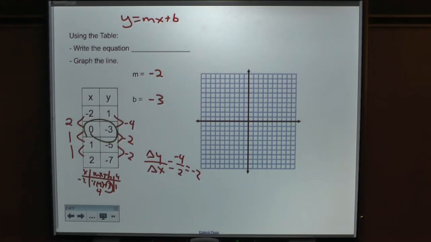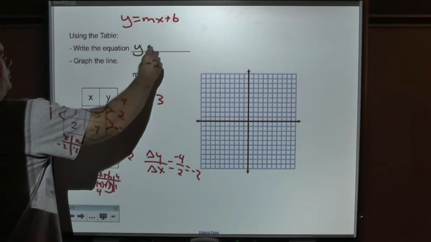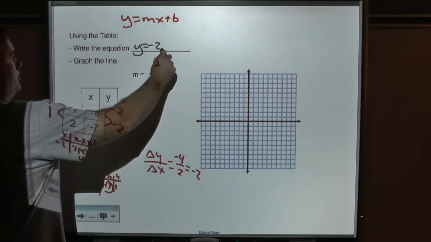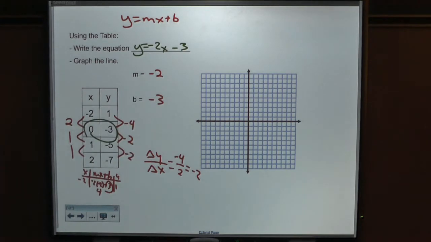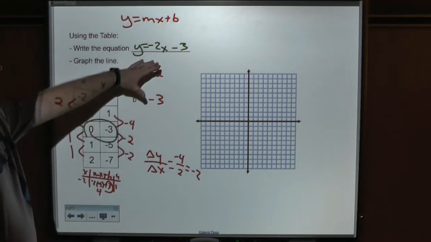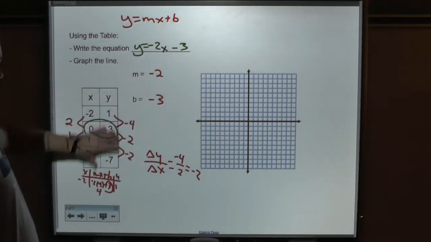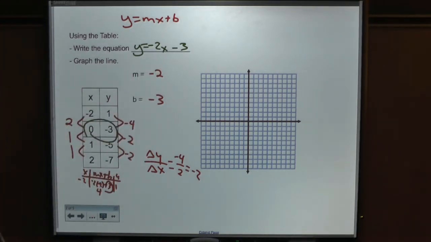So, write the equation. Y equals slope times x, and then your constant, your y-intercept, negative 3. So y equals negative 2x minus 3. Next thing is graph the line. Well, in this case, you got choices. You can use the equation to graph the line, or you can plot the points, whichever you want to do.